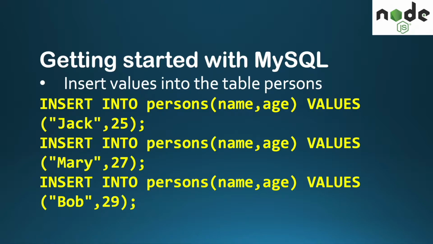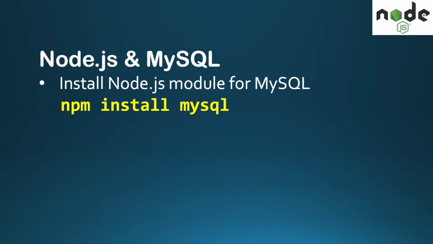So let us now take our attention back to Node.js and how we use this database with Node. The first step we will need to do is an npm install mysql. What this does is it installs the Node.js module for MySQL. And once you have installed it, then we can start using MySQL from Node.